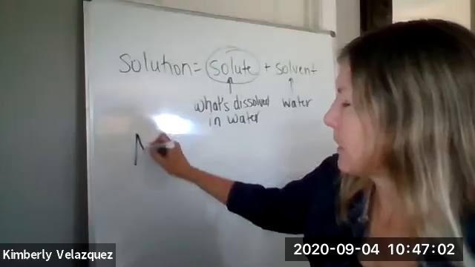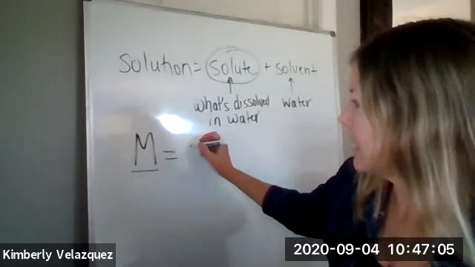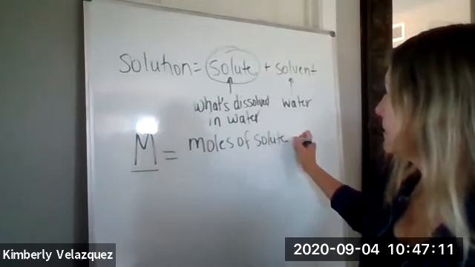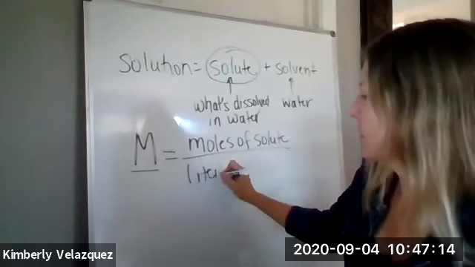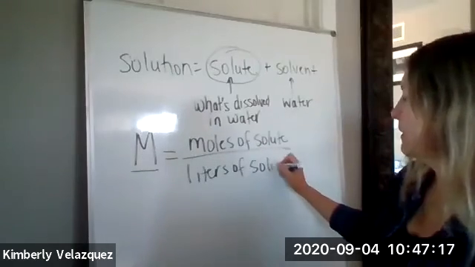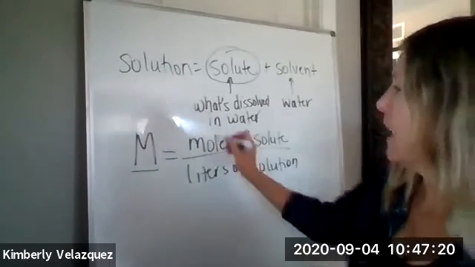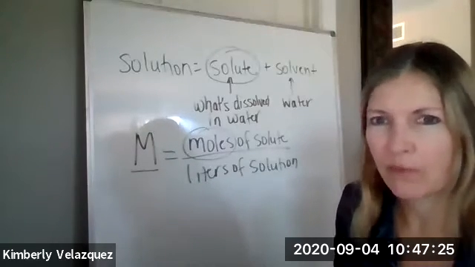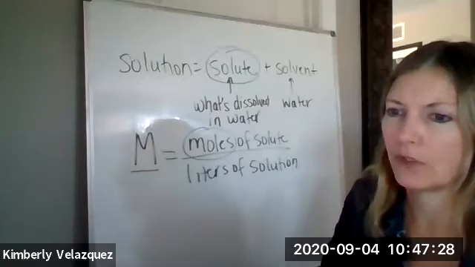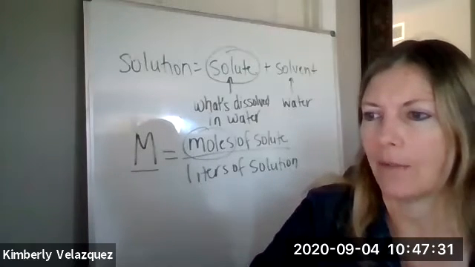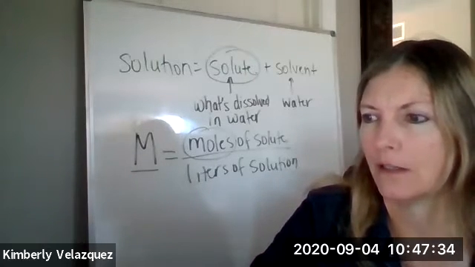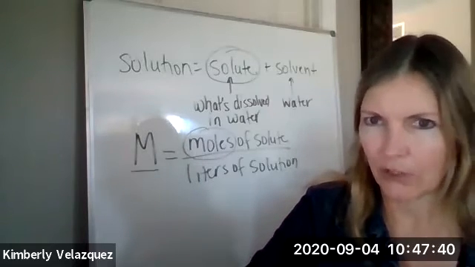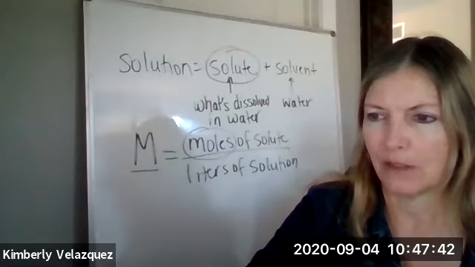And molarity is represented by a capital M, and it means moles of that solute over liters of solution. A mole is a specific quantity of that solute. It's a certain number of molecules of that solute called Avogadro's number. And if you look on the lab exercise, you can see what that is. It's 6.02 times 10 to the 23rd particles or molecules of that substance.